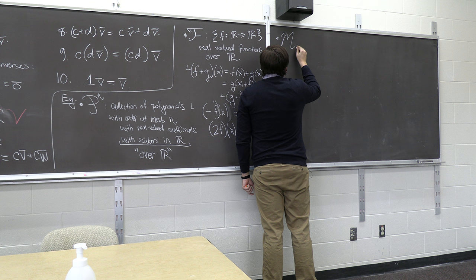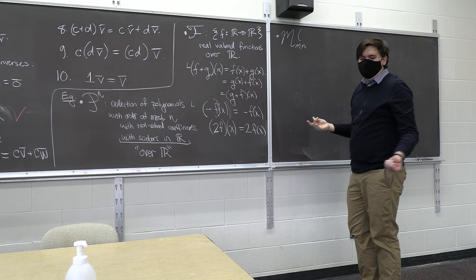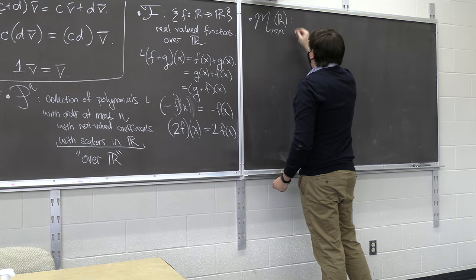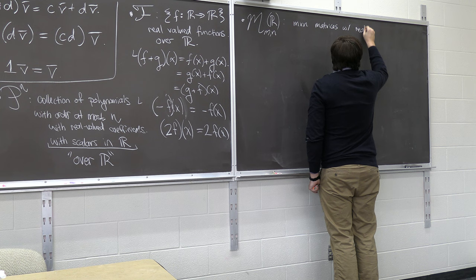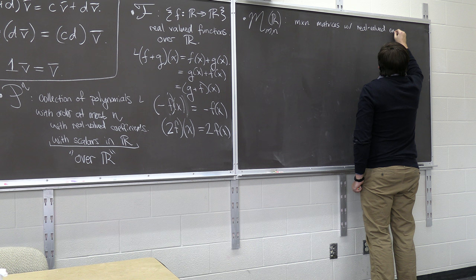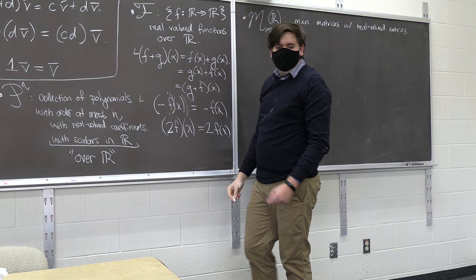M by N, and I should say where the values of the matrix are coming from. So I'll just stick with R for now, but you could have the values be something else. I mean the collection of M by N matrices with real valued entries. Each element of the matrix is some real number.